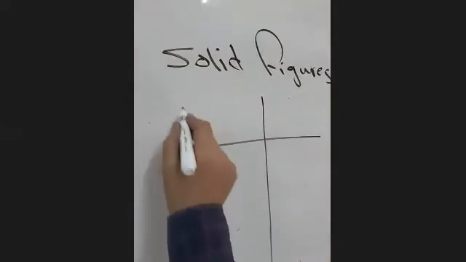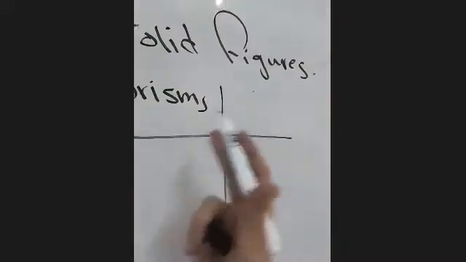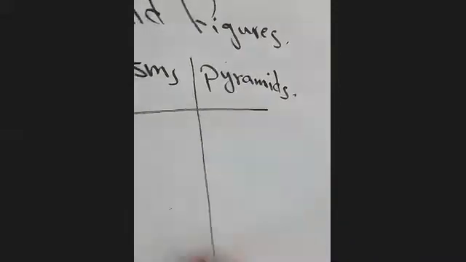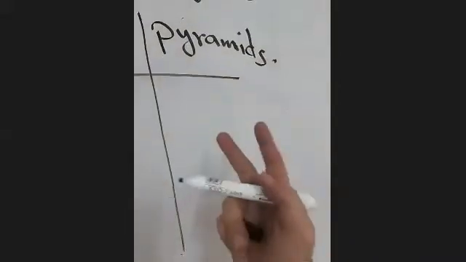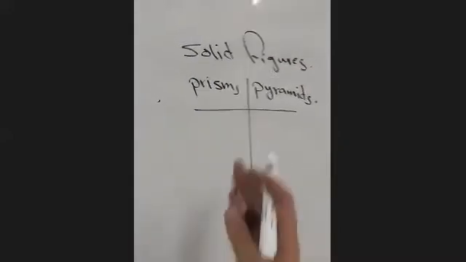The two types we'll talk about are prisms and pyramids. If we have people from Egypt here, they know that. We have 3 big pyramids in Al-Giza city in Egypt. So, prisms and pyramids. Let's talk about the prisms. What is a prism? A prism is a solid figure with 2 congruent bases.